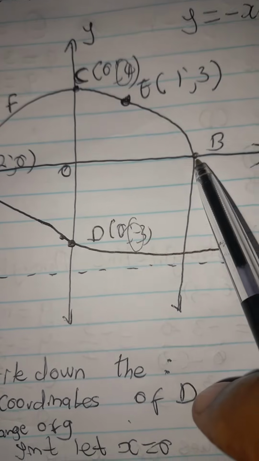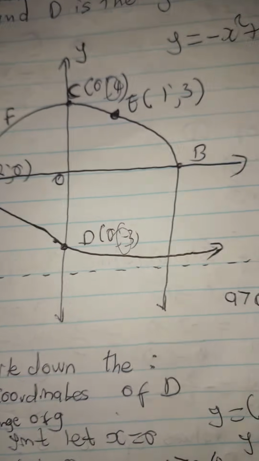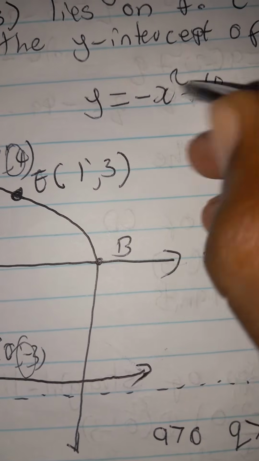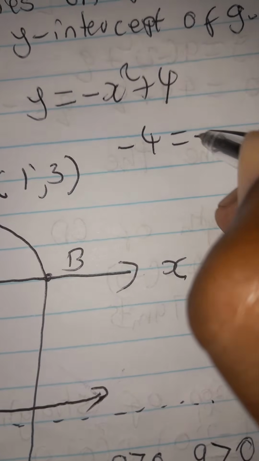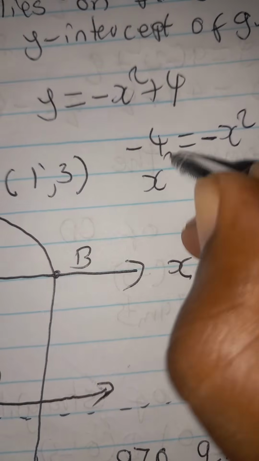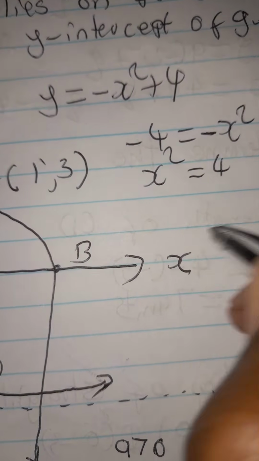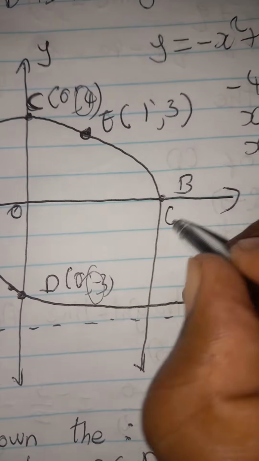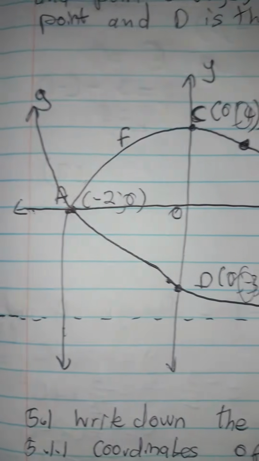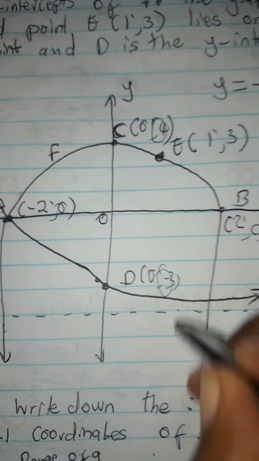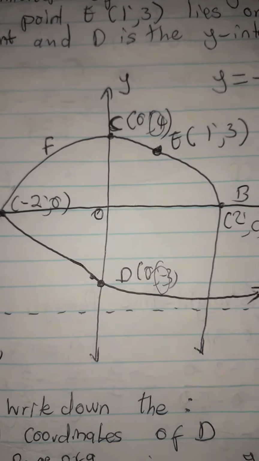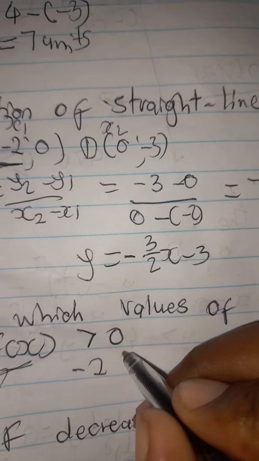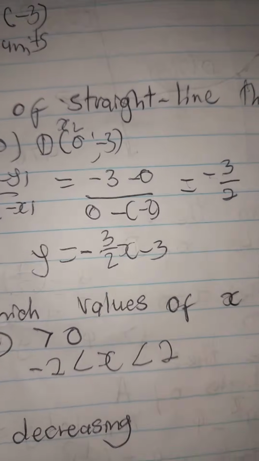So it's negative 2 as well as, remember, to get b, we can just transpose 4 to the other side. It will be minus, and we divide both sides by negative, so we are going to have x squared equals 4. The square root of x squared will be plus or minus 2. So in this case, we have 2 and negative 2. So these values are going below the x-axis. So our solution in this case will be negative 2 is less than x, but less than 2.